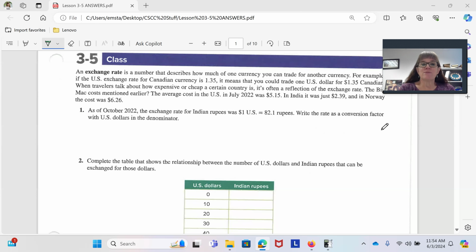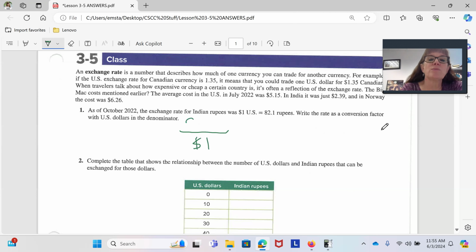Write this rate as a conversion factor with US dollars in the denominator. This is very similar to what we did when we did dimensional analysis. We wrote it as a fraction, and they want the conversion factor with US dollars in the denominator. So I'm going to put the $1 in the denominator and the 82.1 rupees on top.